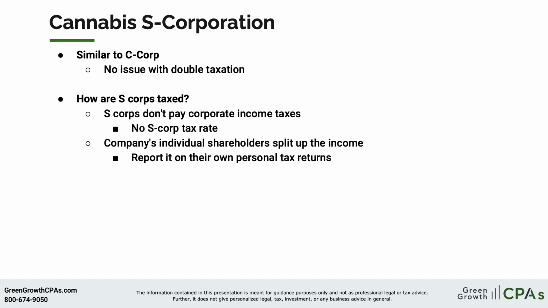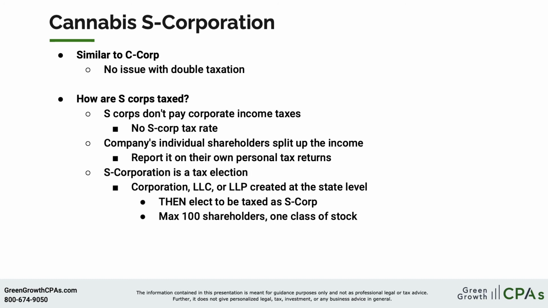Well, S-Corps don't pay corporate income taxes, so there's not really an S-Corp tax rate, how there is that 21% for C-Corps. Instead, the company's individual shareholders split up the income, the profit or the losses, amongst each other and report it on their own personal tax returns.